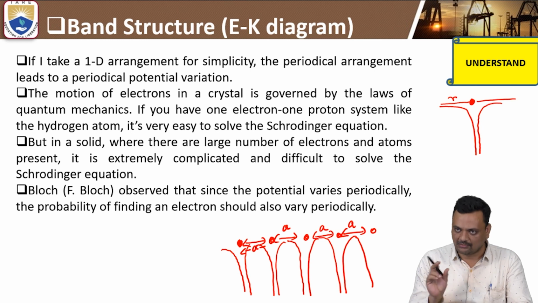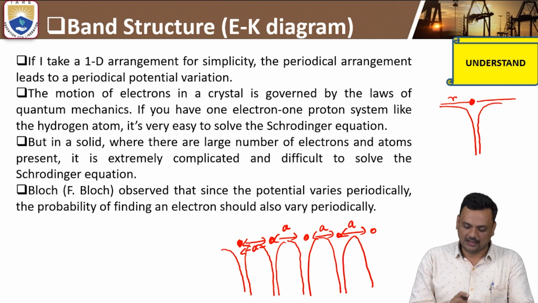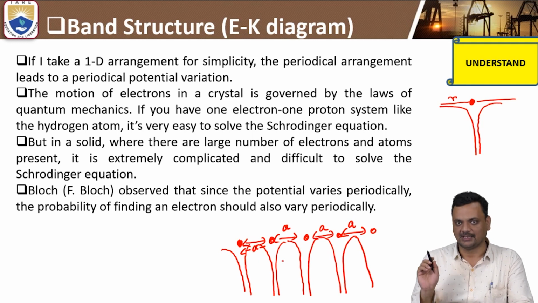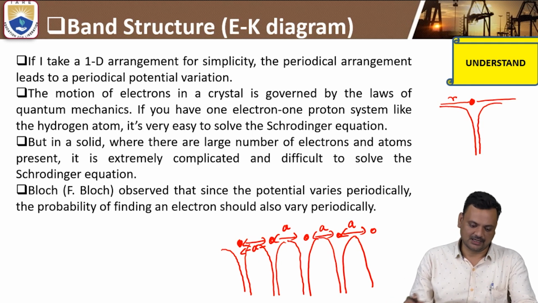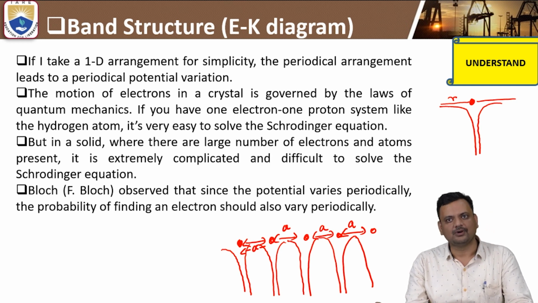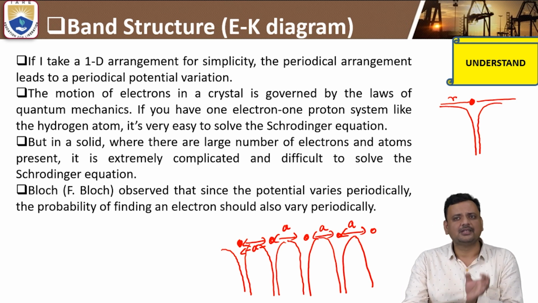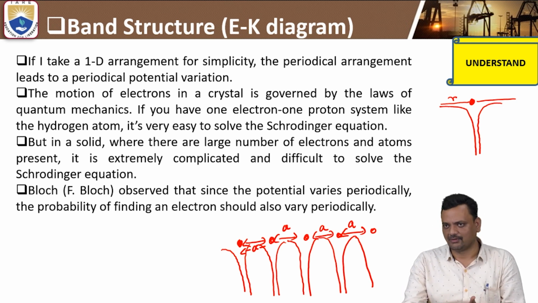You have to solve the Schrodinger equation for that electron in such type of potential. So the same thing is written here. The motion of electron in a crystal is governed by the law of quantum mechanics. And if you have one electron, one proton system like the hydrogen atom, it is very easy to solve the Schrodinger equation. But this is not a realistic situation. This is not a practical situation.